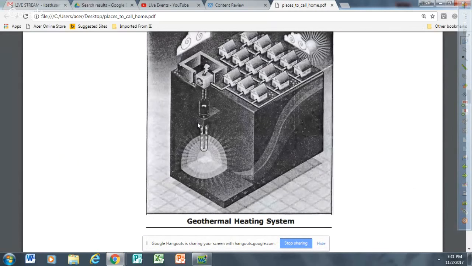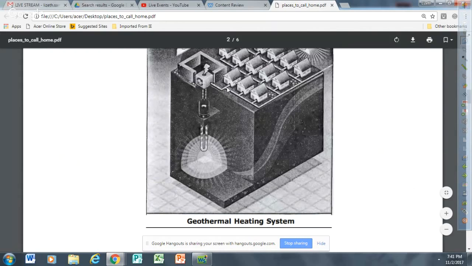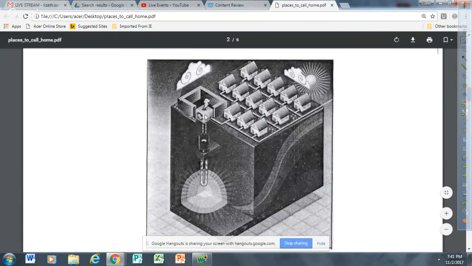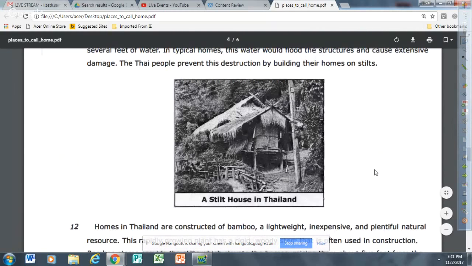This geothermal heating system has all of this. It has the lines that are going through all the houses, the water pipes. Remember that it said that in the text? And I'm assuming this might be steam coming out. So why did the author put this diagram here? If you think you know, let's look at our choices.